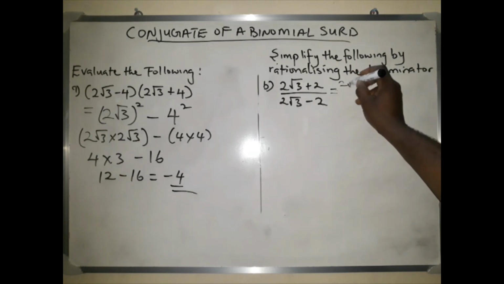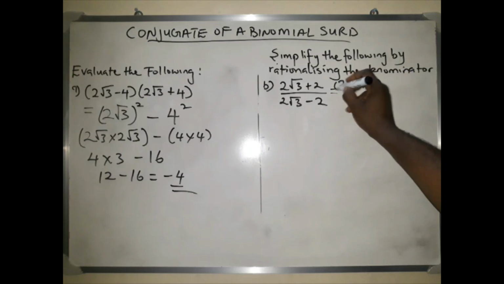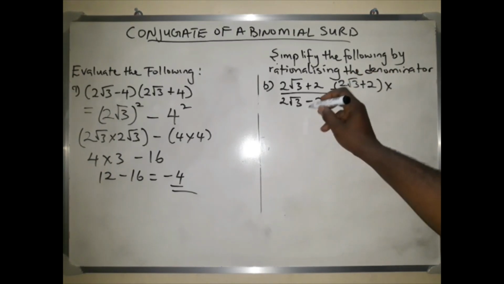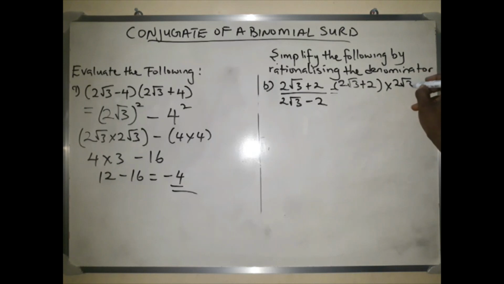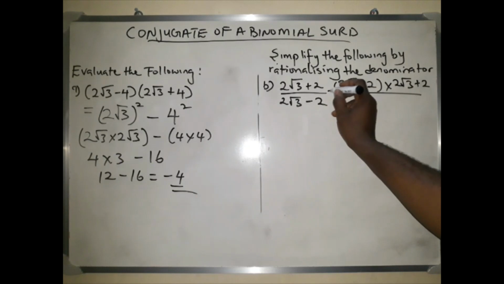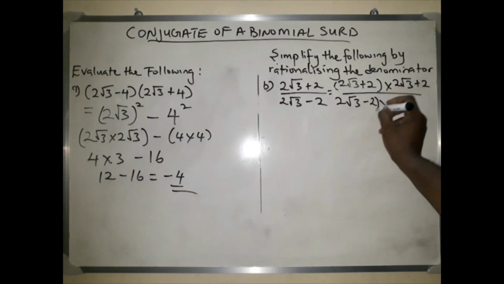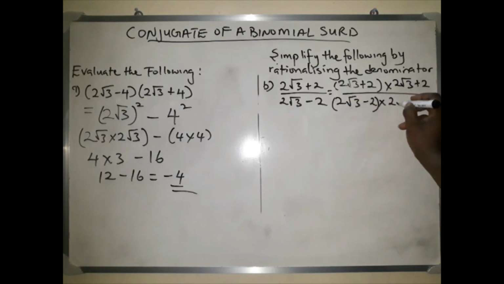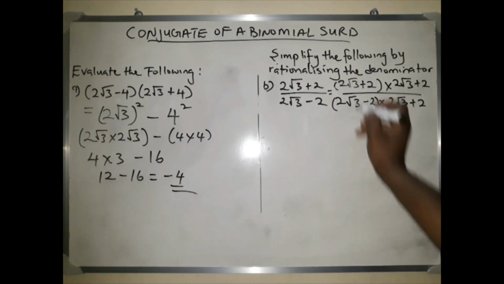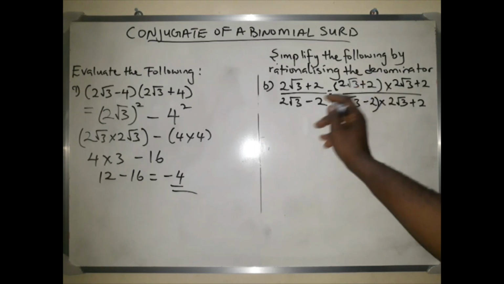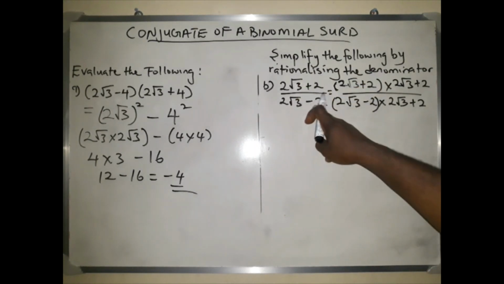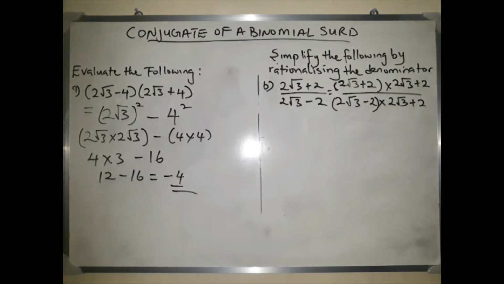It's going to give us 2 root 3 plus 2 times the conjugate of this, which will be 2 root 3 plus 2, all over what we have here, 2 root 3 minus 2, in brackets, times its conjugate, which is 2 root 3 plus 2. Okay? So this is how it's going to look. We multiply both this and this by the conjugate of this, and the conjugate of this is 2 root 3 plus 2. So now we expand.